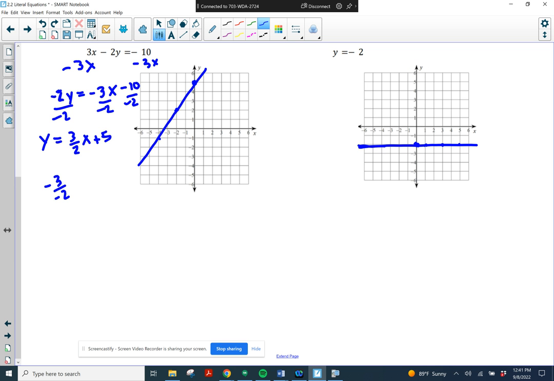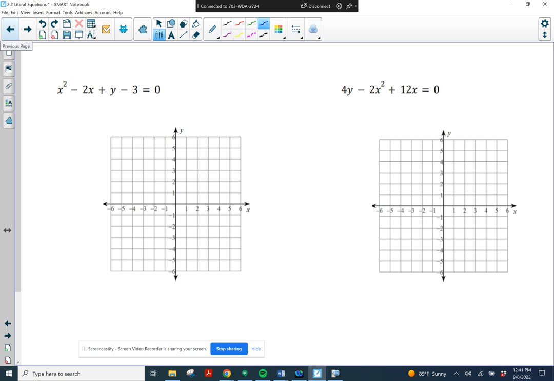It's a horizontal line. Okay, like I said, depending on your teacher, maybe they didn't do the last ones. I didn't. So if you were in my class, you can skip the next ones. If your teacher wants you to go through them, we'll go through them.